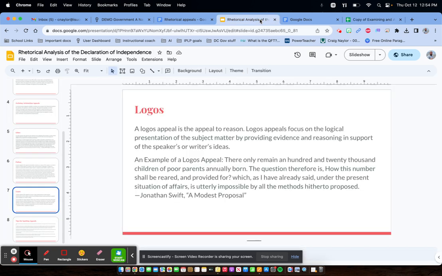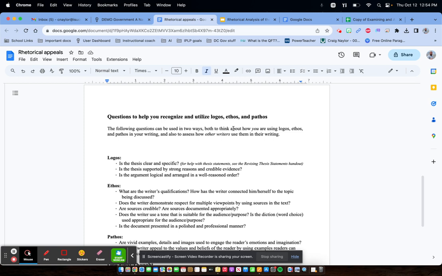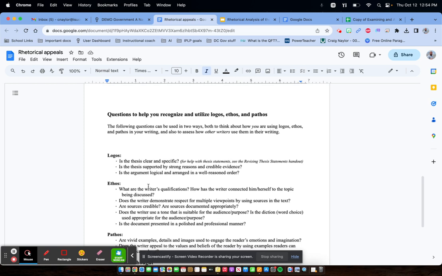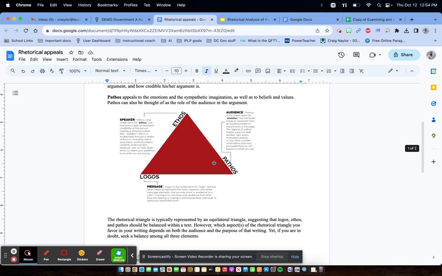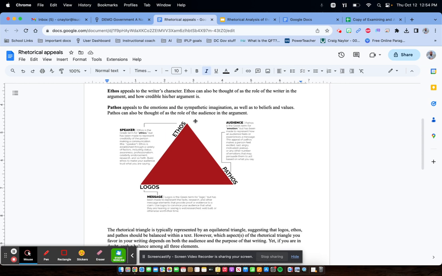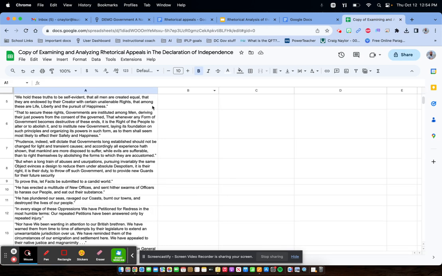So based on that, I would go back to my question: what is this? Is it logos, something that's appealing to the message itself? So we hold these truths to be self-evident, or is it appealing to the audience? Is it emotion, or is it ethics, the credibility of the speaker itself? It's a difficult one. Okay.